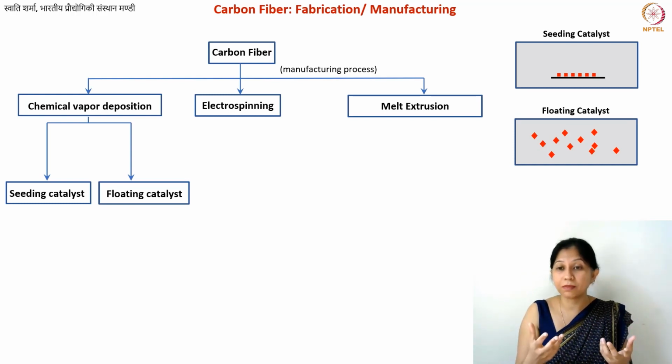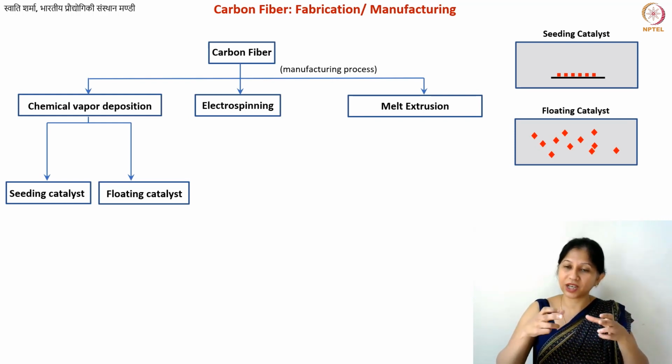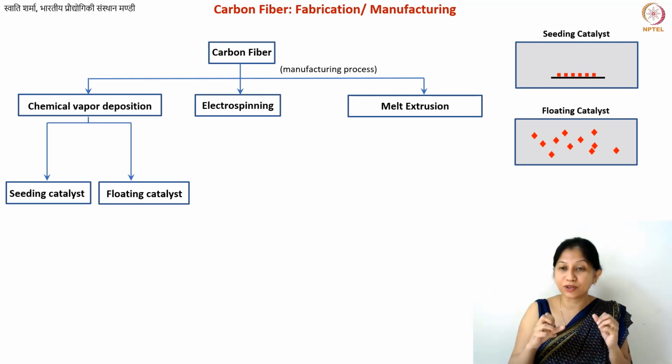So there will be some differences in both of these methods. Number one, in the case of seeding catalyst, what you need to ensure is that your catalyst is at high temperature, because you need high temperature for the decomposition of the hydrocarbon, right? So what is important for you is that just your substrate, only that part must have high temperature. But in the case of floating catalyst, you need to have the high temperature throughout your reactor or the tube. So that is one difference.